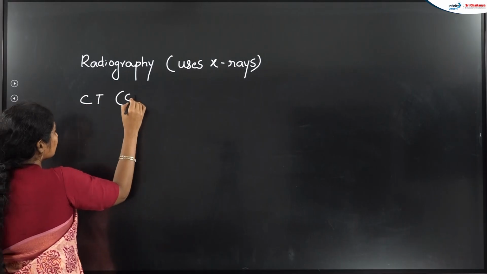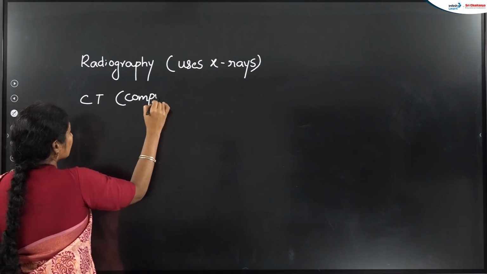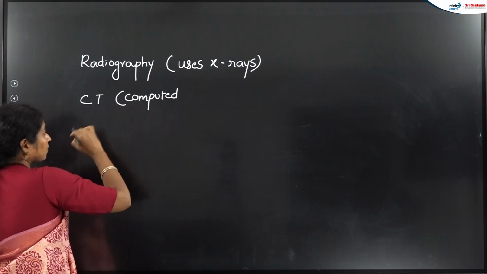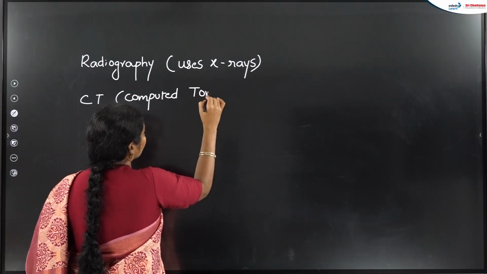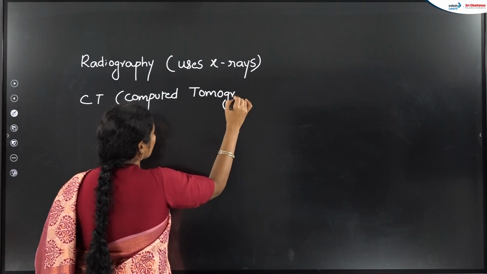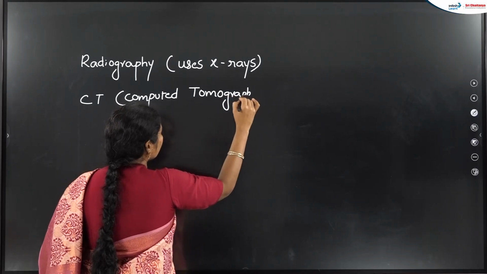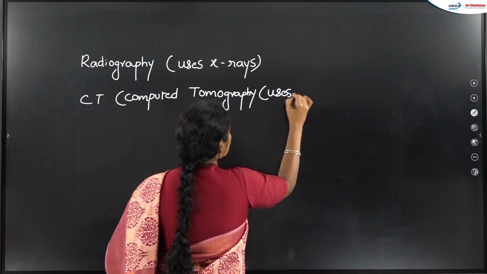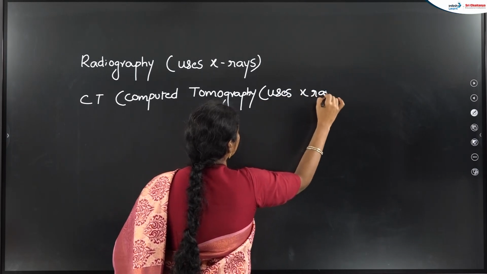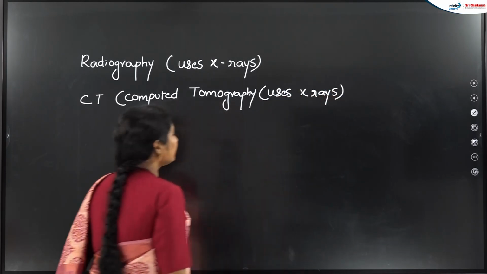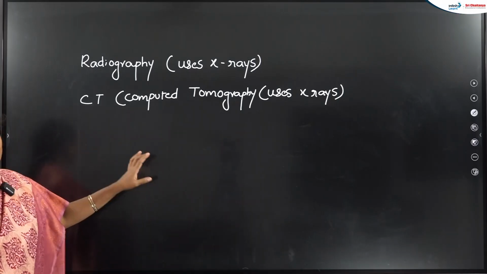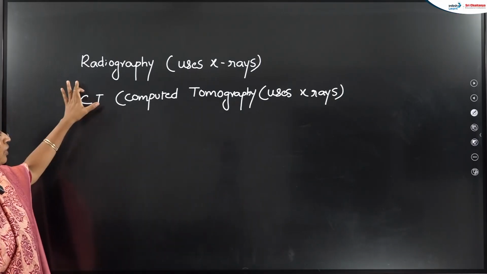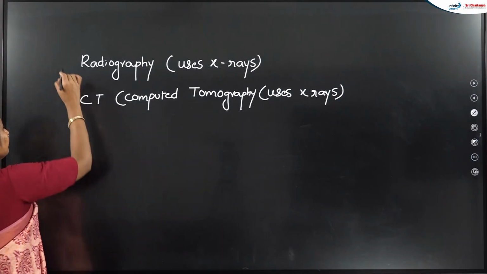CT means computed tomography. Even this computed tomography also uses X-rays. In which of the following techniques are X-rays commonly used? The answer is radiography as well as CT.